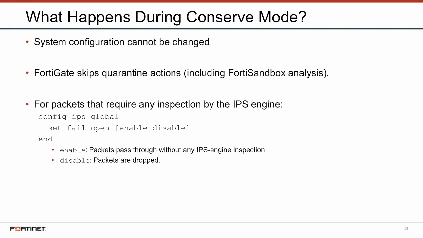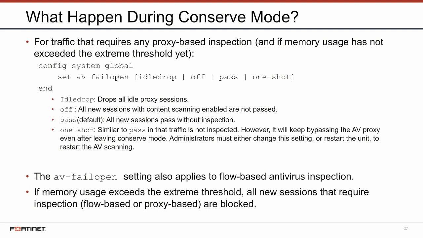Remember that the IPS engine is used for all types of flow-based inspections. The IPS engine is also used when the FortiGate must identify the network application, regardless of the destination TCP/UDP port, for example, for application control. The AV-Fail-Open setting defines the action that is applied to any proxy-based inspected traffic, while the unit is in conserve mode, and as long as the memory usage does not exceed the extreme threshold. This setting also applies to flow-based AV inspection.